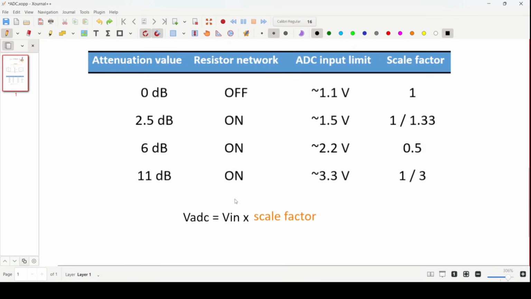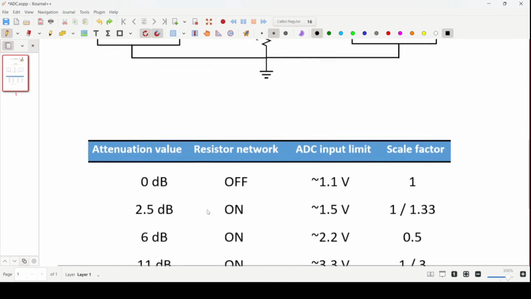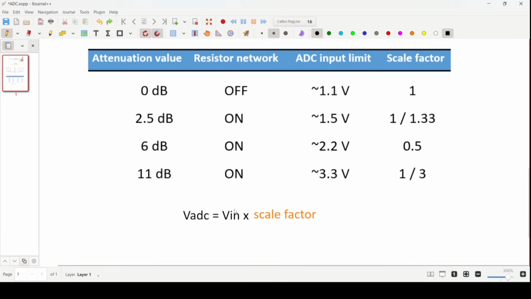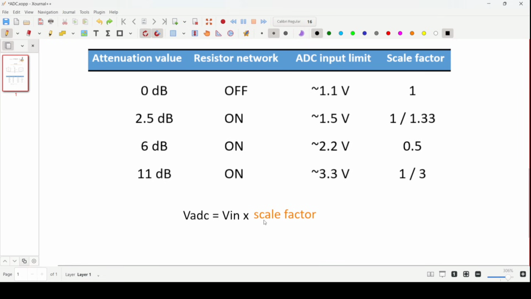Okay, and after calculating this VADC, we feed this into this formula. So input voltage will be replaced by this VADC, and here Vin is nothing but these values: 1.1, 1.5, 2.2 and 3.3. As I said, these input voltages are the maximum voltages. So if you input these voltages here in place of Vin and multiply by the scale factor, you will get the VADC, which is the maximum value, because here the voltages are also the maximum. So the ADC value will come out to be 4095.